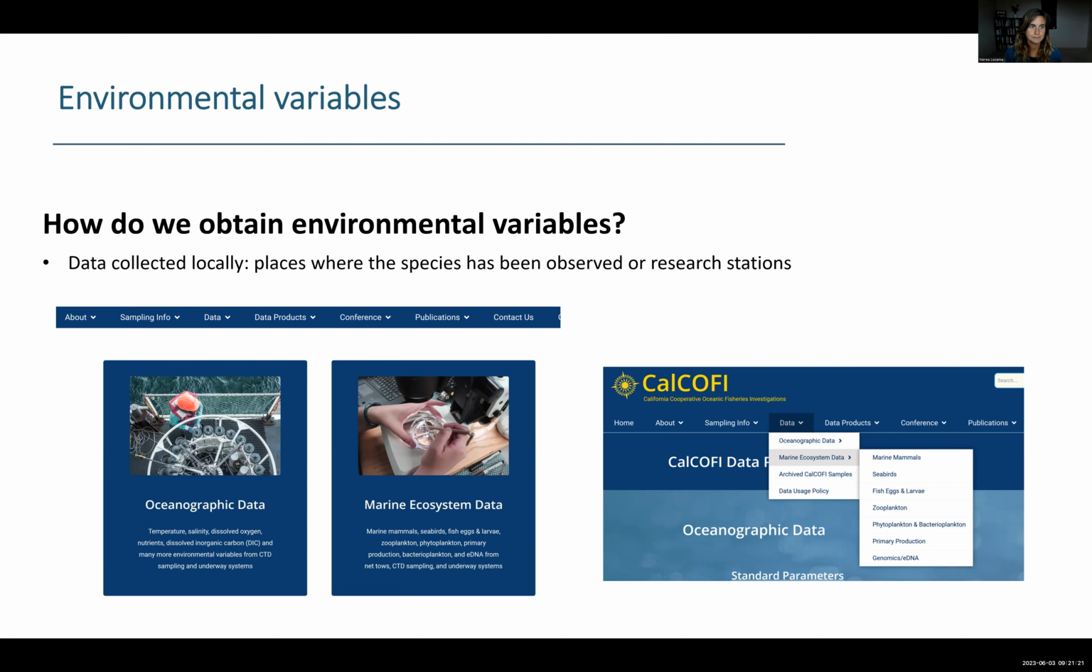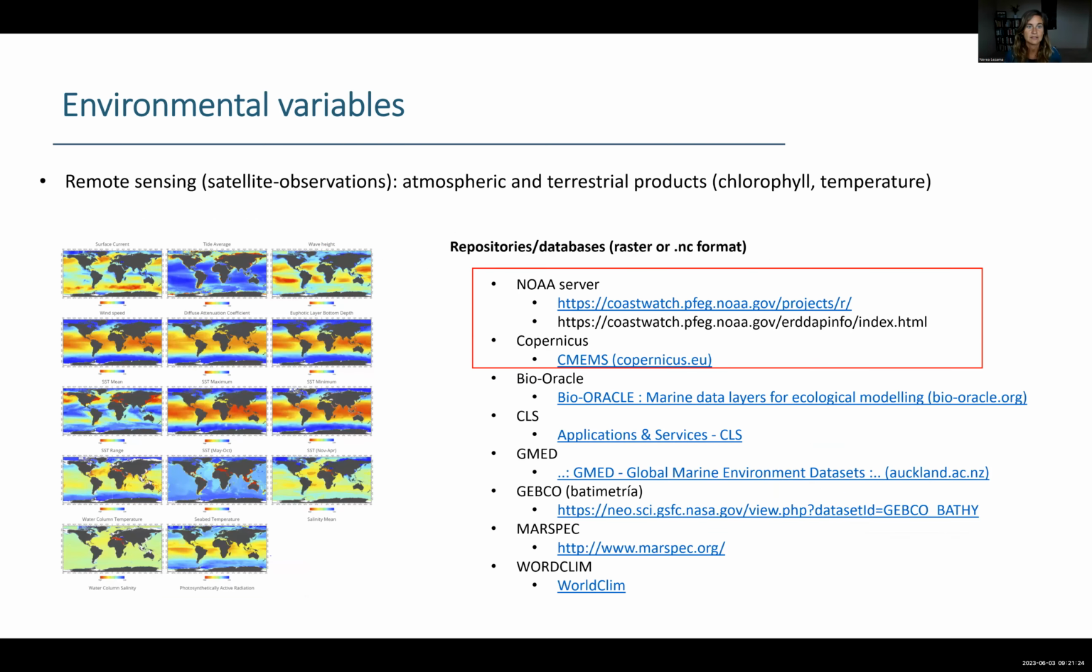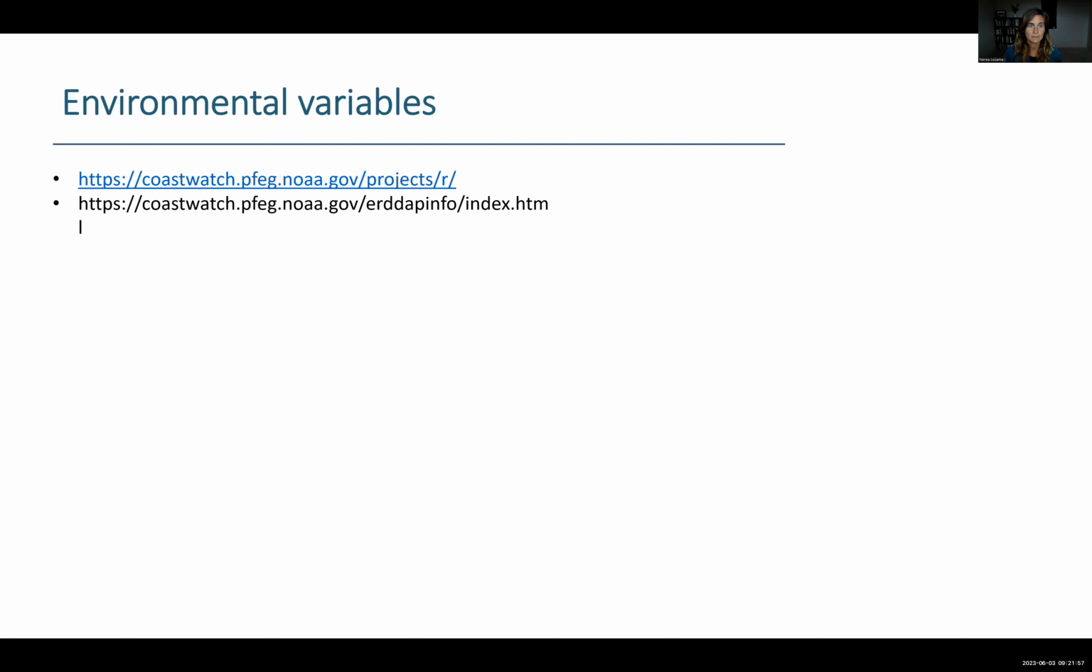So this is a really good resource to start and get a sense of which kind of data you can get locally. But when we are talking about satellite observations, there are different resources depending on the quality and the resolution of the data that you need. This is a list of all of them, but I'm going to focus on the first two. When we build our SDMs for a specific small area, like the California Current, we need good spatial and temporal resolution. So we mainly use the NOAA server and the Copernicus database.